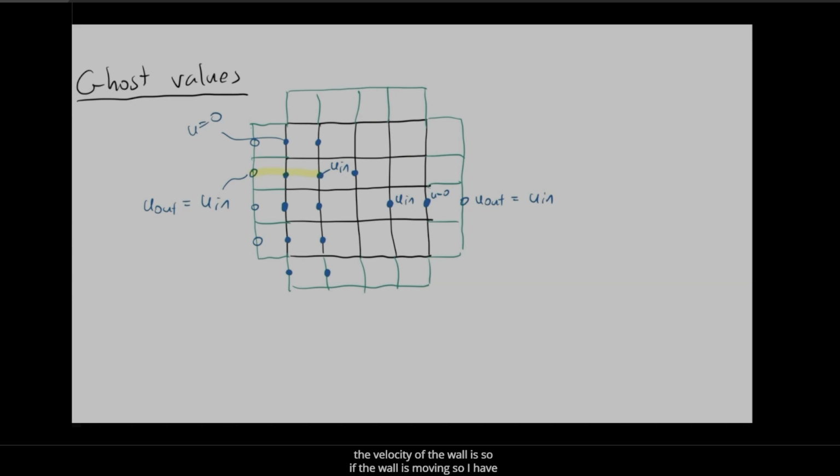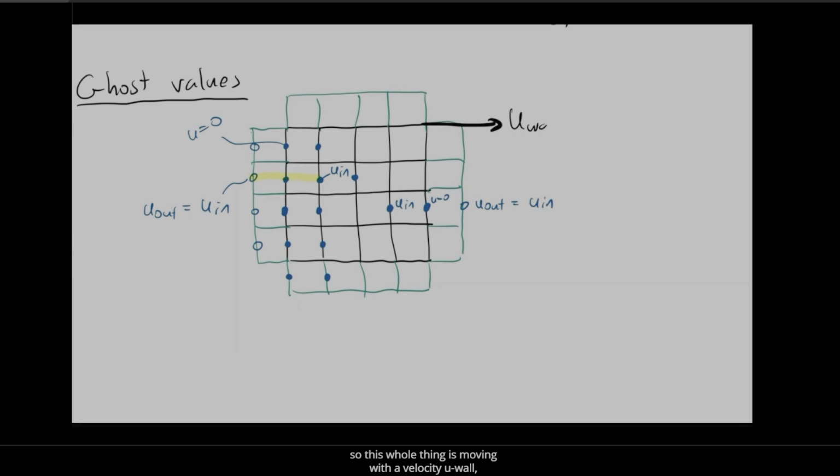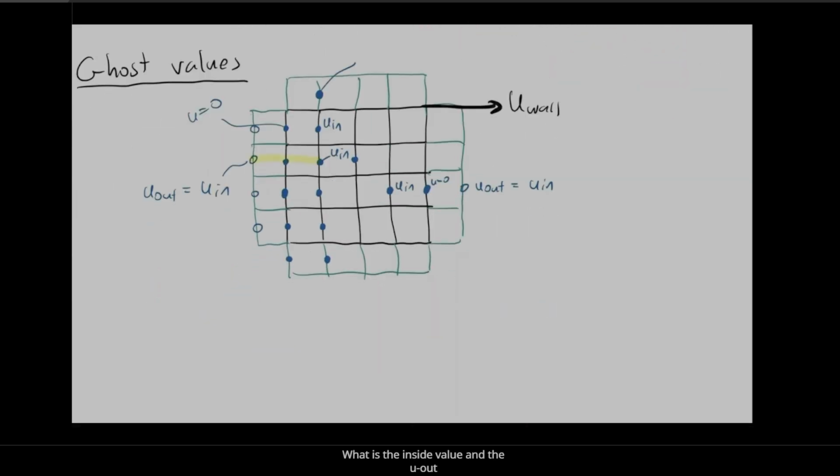If the wall is moving, so I have a velocity of this wall, which is to the right, so this whole thing is moving with a velocity u wall, then the values of u get set according to the u wall. So let's look at this one right here. The u in is just designating, for that particular calculation, the inside value. And the u out on the ghost cell is going to be equal to 2 times the u wall minus u in. Okay, so that's what's involved here, and these two ones are involved here.